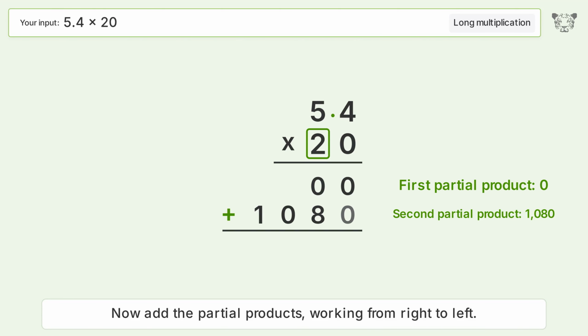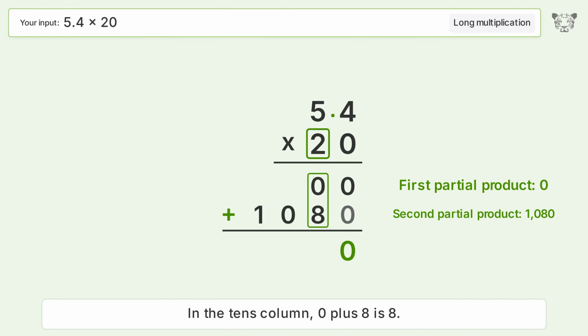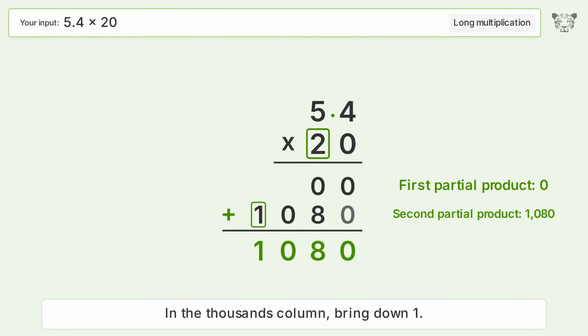Now add the partial products, working from right to left. In the ones column, 0 plus 0 is 0. In the tens column, 0 plus 8 is 8. In the hundreds column, bring down 0. In the thousands column, bring down 1. The product of the whole numbers is 1080.